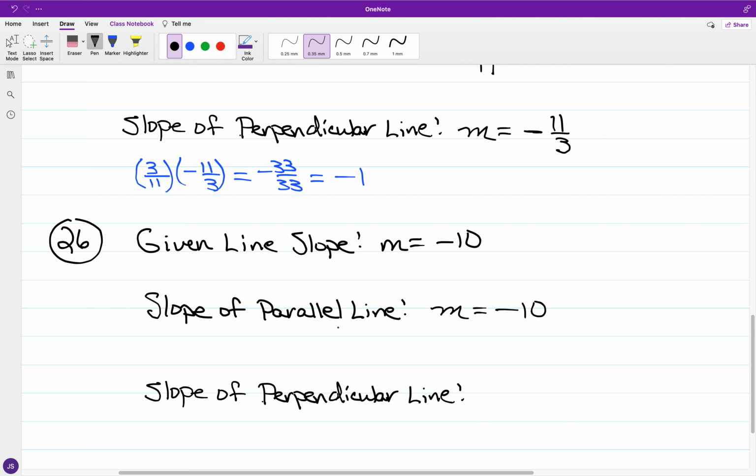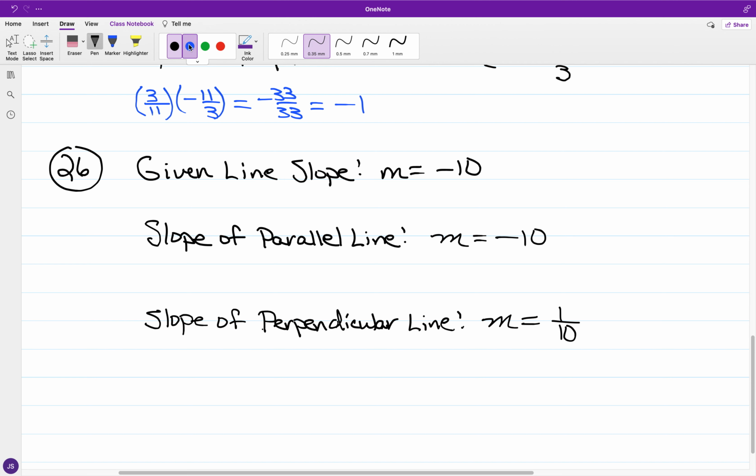And for the perpendicular line, this time, before we went from a positive to a negative, now we're going in the other direction. The given line slope was a negative value, but now for the perpendicular, this is going to be a positive reciprocal of 10, and so the reciprocal of 10 over 1 is going to come out to 1/10. So that'll be the slope of the perpendicular.